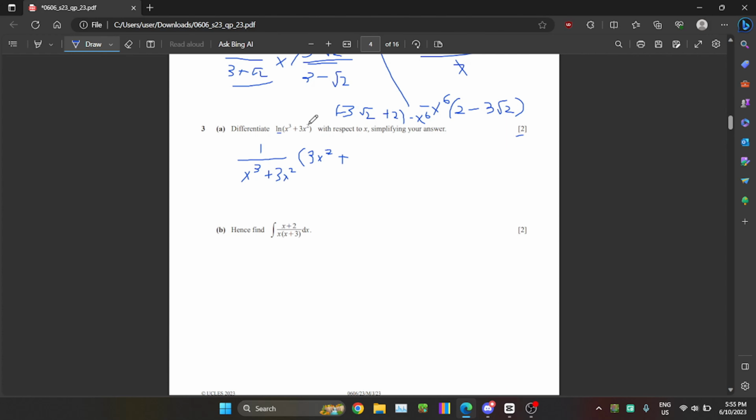The 2, I'm going to bring it down to multiply the 3. So 3 times 2 is 6, very obvious. And then for the 2, you minus the power by 1. So instead of being squared, it's just x to the power of 1, which is x. And that's it. You can put this on top if you want to make it simpler, but I'm too lazy. There's a 2-hour time limit on these papers, so I'm going to leave it like that.